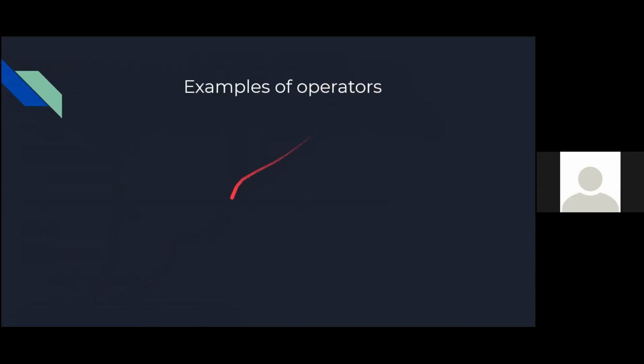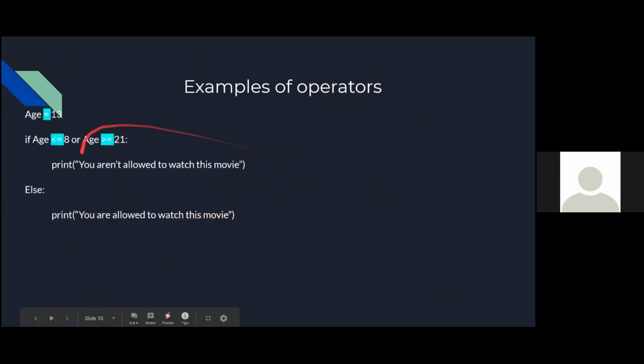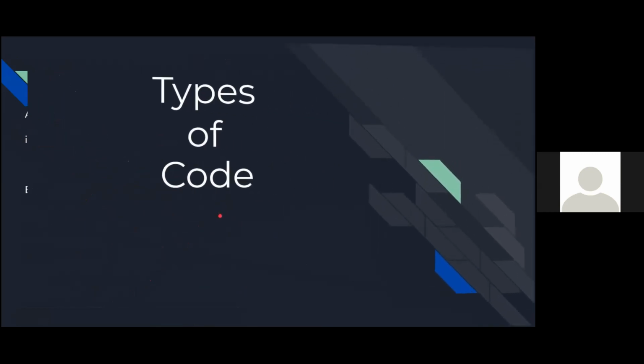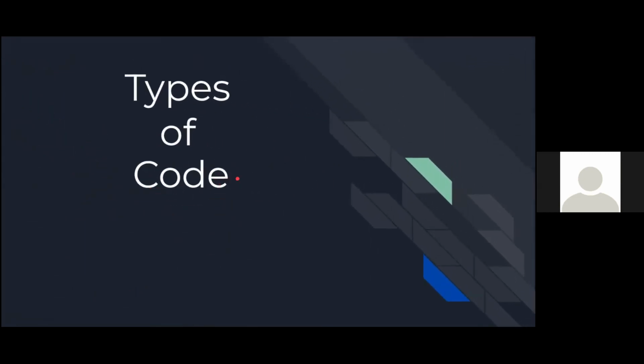Alright, finally, examples of operators. You have seen this code before. This is the exact same code in our if and else, but here they still use operators, like here, here, and here. That's why operators and if and else or for loops are super important. Okay, now we visited all the types of code.